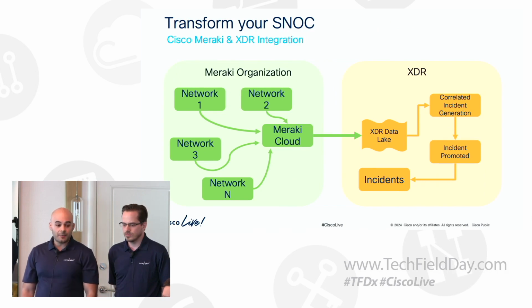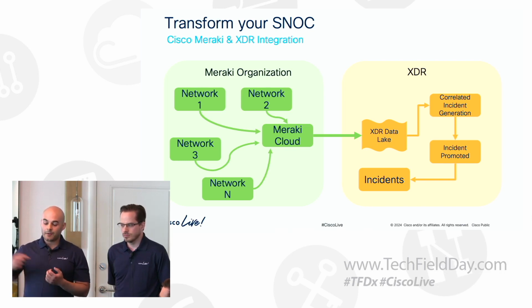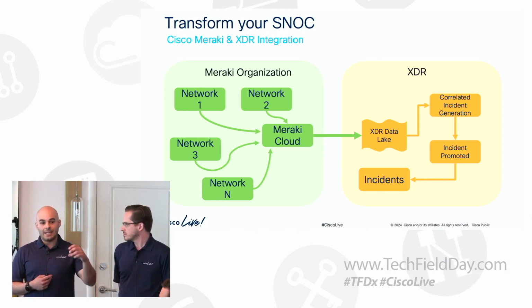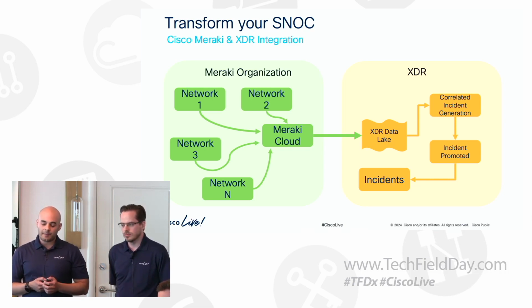If we look at this from the cloud side, on the left we have the Meraki organization. Let's say we have a couple of networks all connecting to the Meraki cloud, and on the right-hand side we have XDR. All the networks will send their data to the Meraki cloud. Meraki cloud copies that over and sends it to XDR's data lake. From there, XDR does its thing. It's doing the analysis on the flows and determining whether there's actually an incident or not.